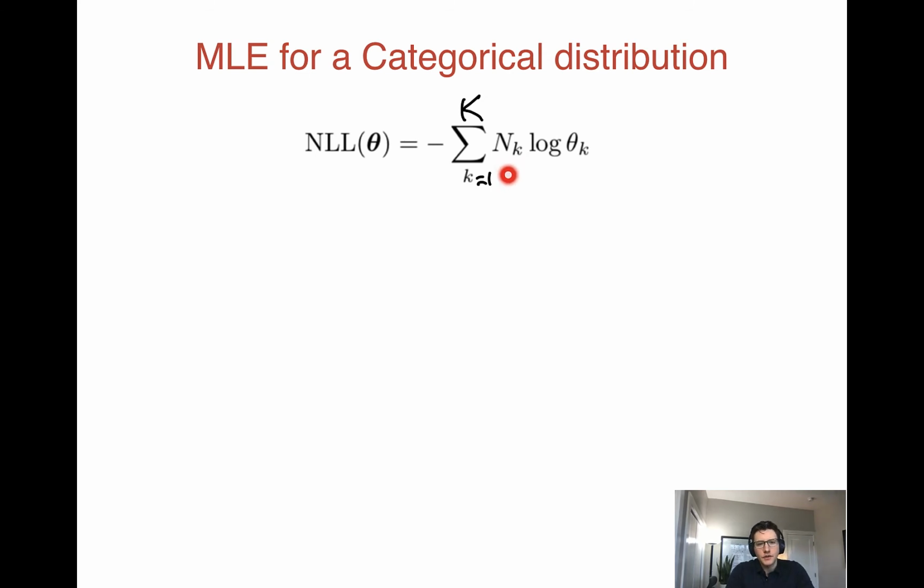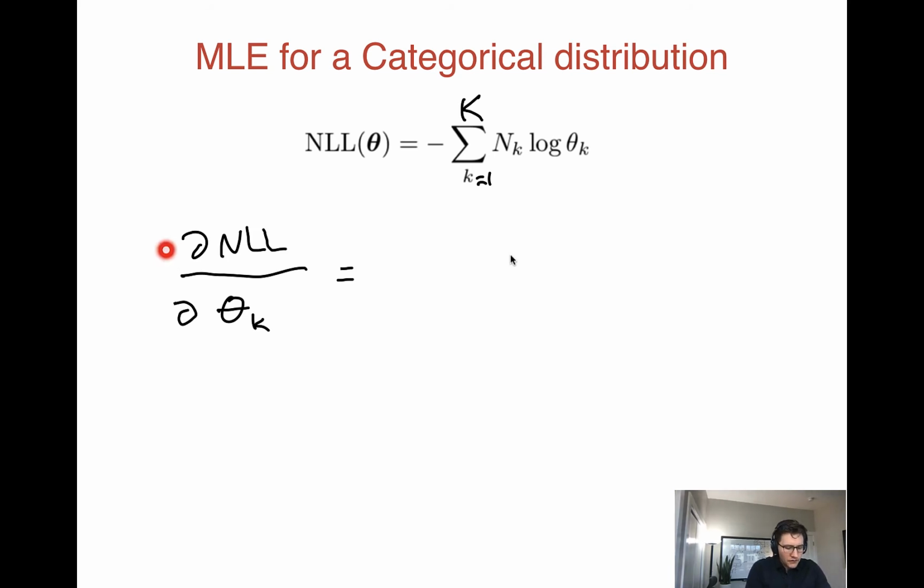Okay, so now let's try doing the same thing. Let's take the derivative. Notice that here theta is a vector over k options. So we need to take the partial derivative with respect to each theta_k. So let's do that.